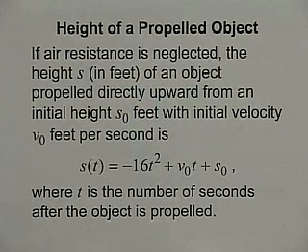If air resistance is neglected, the height s, given in feet, of an object propelled directly upward from an initial height of s sub 0 feet with initial velocity v sub 0 feet per second is given by the function s of t equals negative 16t squared plus v sub 0 t plus s sub 0, where t is the number of seconds after the object is propelled. Let's try an example that makes use of this.